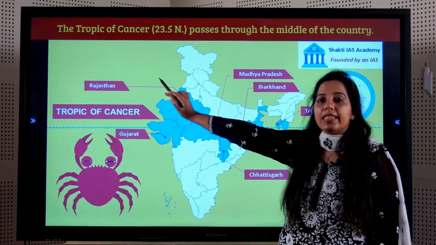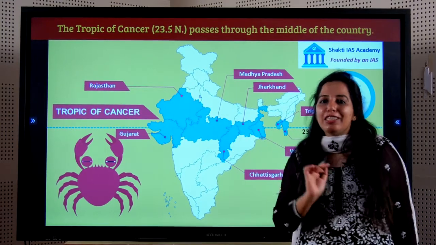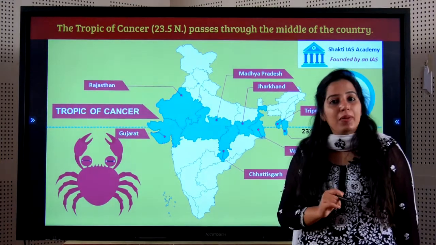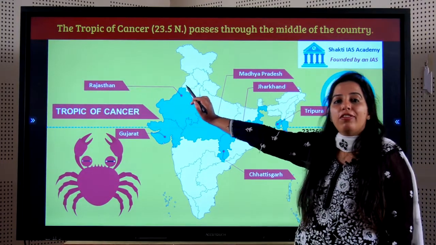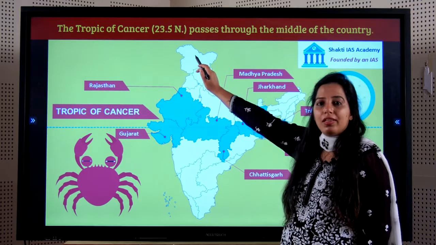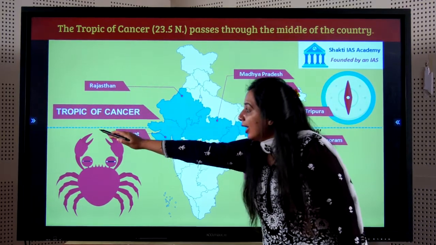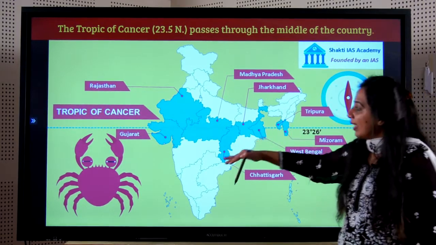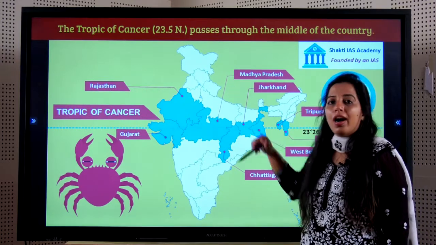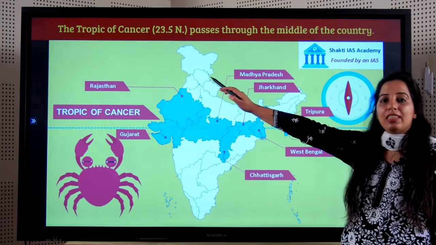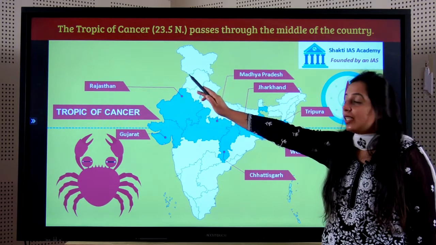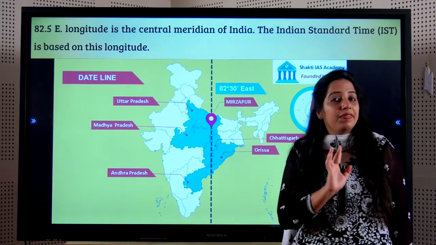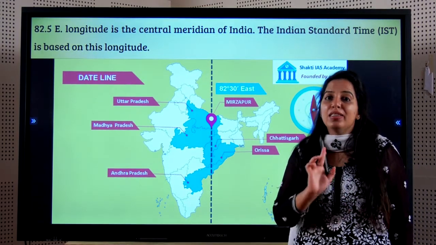The Tropic of Cancer, is it a latitude or longitude? It is a latitude. What is the degree at which it passes? 23.5 degree north latitude is the Tropic of Cancer. It passes exactly through the center of the country. It divides India into two halves. Which latitude? The Tropic of Cancer, 23.5 degree north. Students, now we learnt about a very important latitude that passes through India, the Tropic of Cancer.